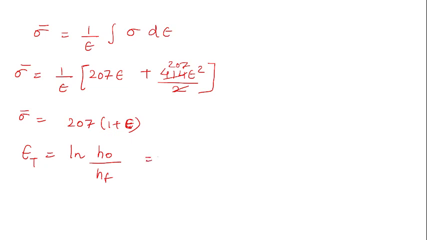What is your hf here? Its initial is 4, HF is 3. So epsilon is 0.2876. Then you will put this value here and your average stress will be 266.53 megapascal. Now you have all the values. We will find.